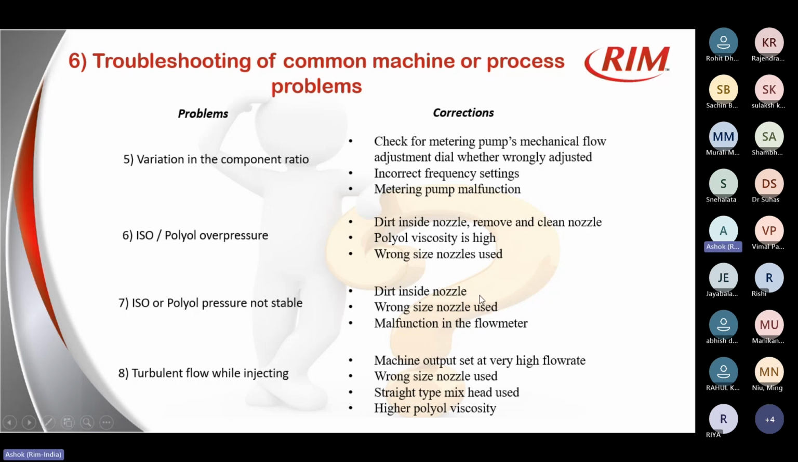Iso polyol pressure not stable. Again, this is related to the nozzle size or dirt in the nozzle. Also, you have to check the flow meter.